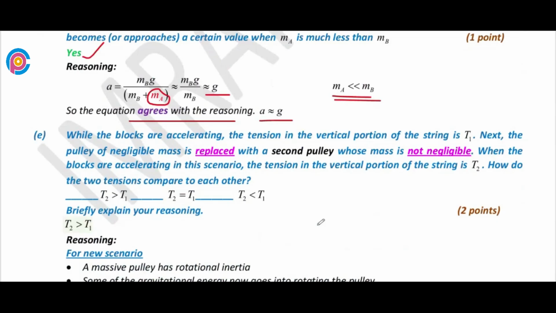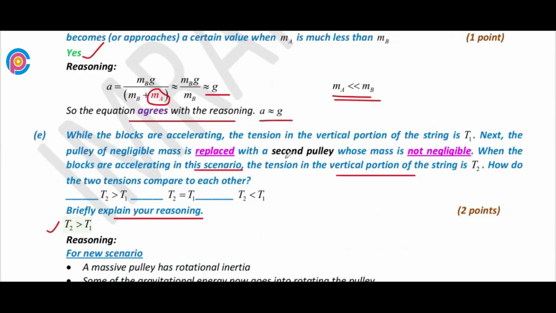Now the next part. While the blocks are accelerating, the tension in the vertical portion of the string is T1. Next, the pulley of negligible mass is replaced with a second pulley whose mass is not negligible. When the blocks are accelerating in this scenario, the tension in the vertical portion of the string is T2. How do the two tensions compare? T2 is greater than T1, T2 is equal to T1, or T2 is less than T1. Explain your reasoning. The answer is T2 is greater than T1.